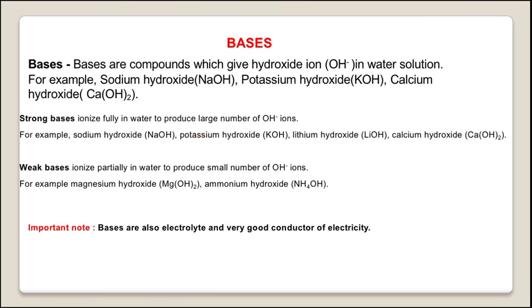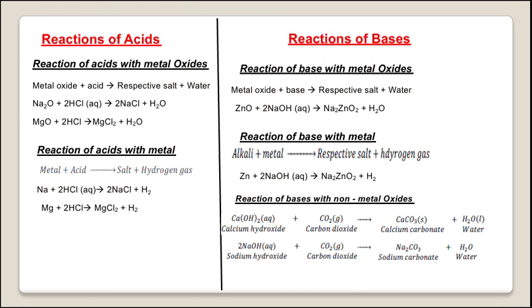Bases are very good conductors of electricity, as we have seen in acids also. We can do the same experiment with bases. We take the base, iron nails, bulb, switch, battery. As soon as the switch is on, the base will allow electric current to pass through it and the bulb will start glowing. Thus, acids having H plus ion are good conductors of electricity, and bases having OH minus ion are good conductors of electricity.